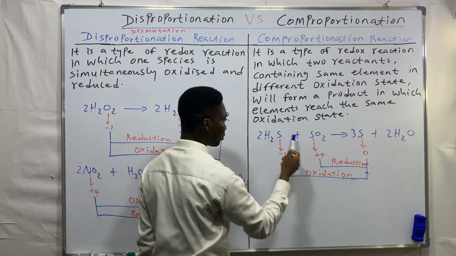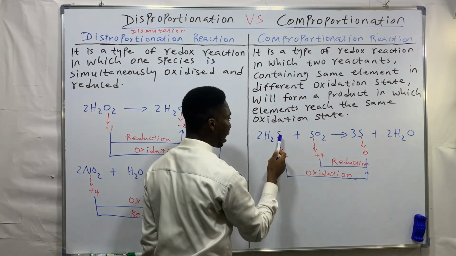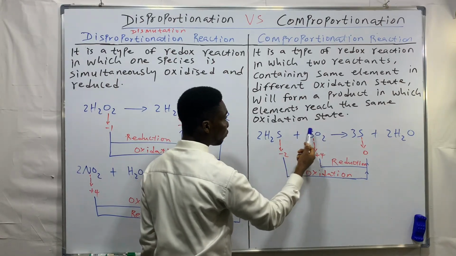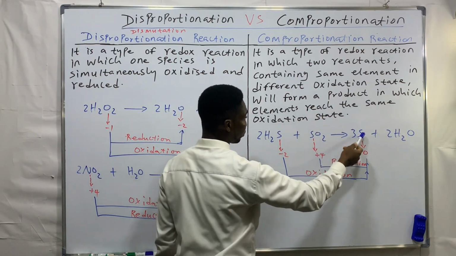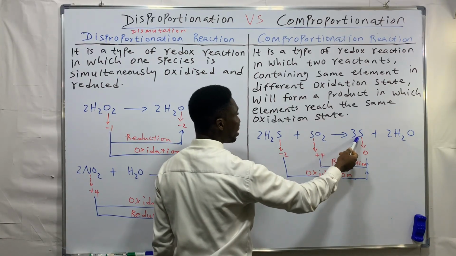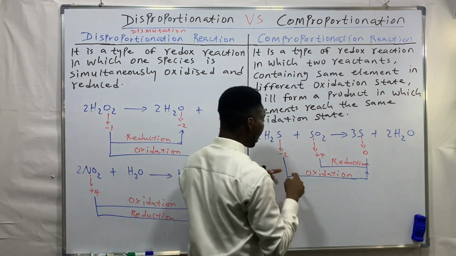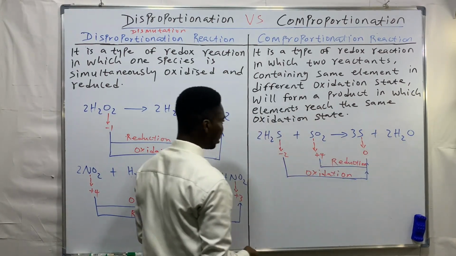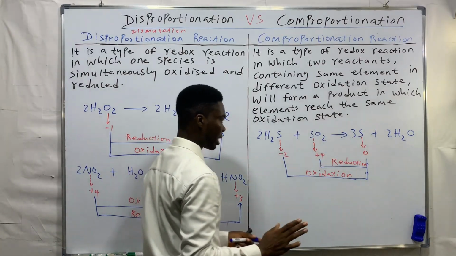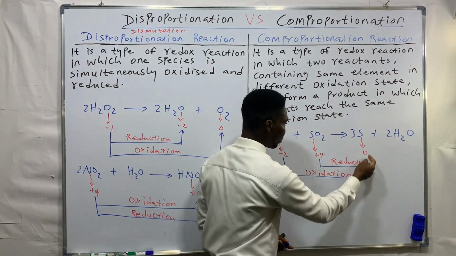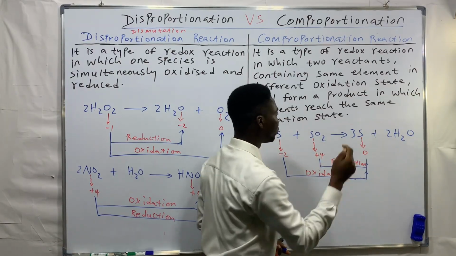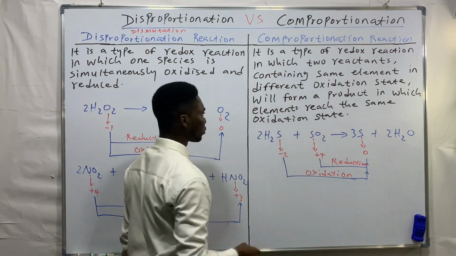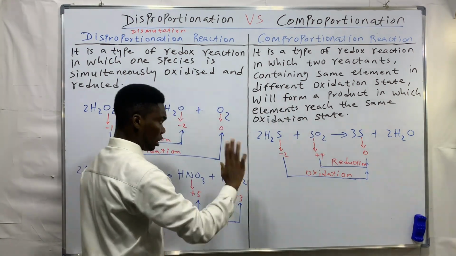Now, what's the same element here? These are the two reactants containing the same element. The same element is sulfur, right? They will form a product in which the elements reach the same oxidation state. You can see that both of them reach the same oxidation state of 0 in the product. You get the explanation now, right? So -2 goes to 0, +4 goes to 0. So this is a perfect example of coproportionation reaction.